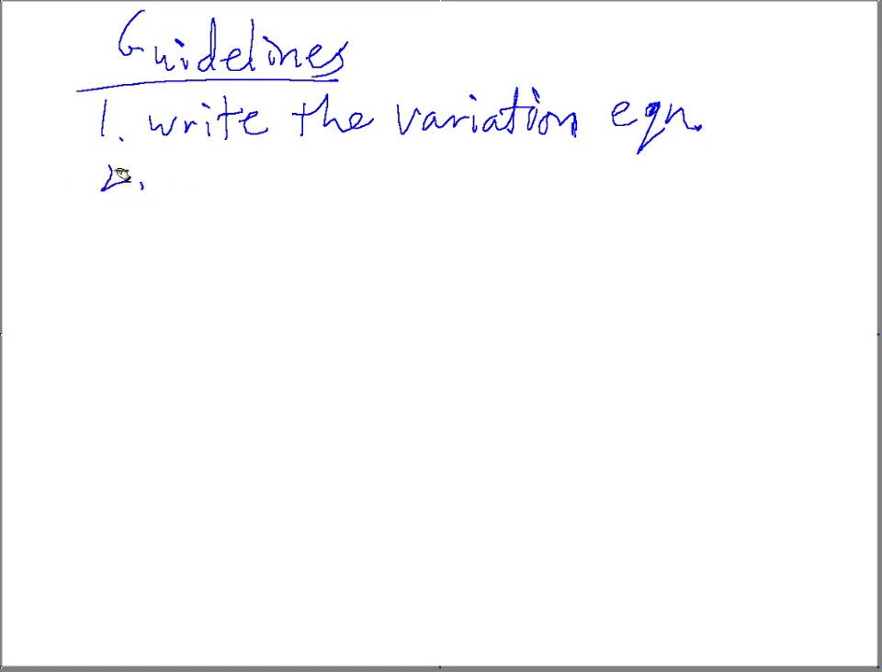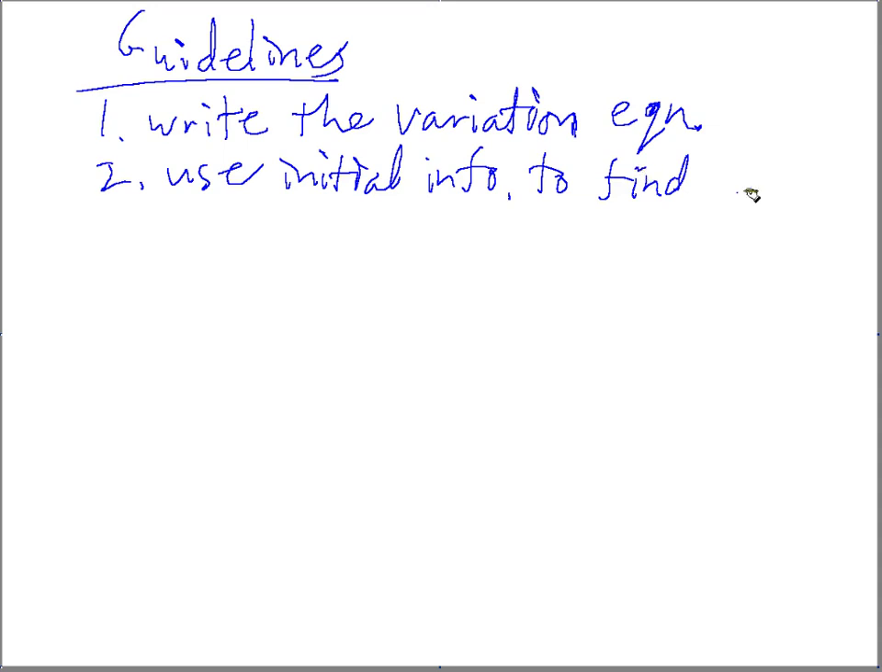Step 2, you want to use the initial information given in the problem to find your variation constant, the k. And then step 3, you want to finish solving the problem. Again, we'll do some examples to help you see that.